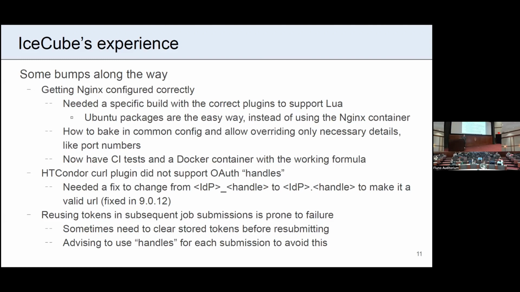Then it was how to bake in some of this common config and only override when necessary, since there's a fairly significant block of common Nginx stuff that we don't need to modify every time. As a result, we made a few continuous integration tests and a Docker container that correctly tests that what we did is right and passes all of our tests.